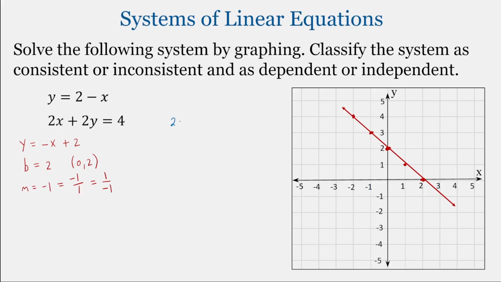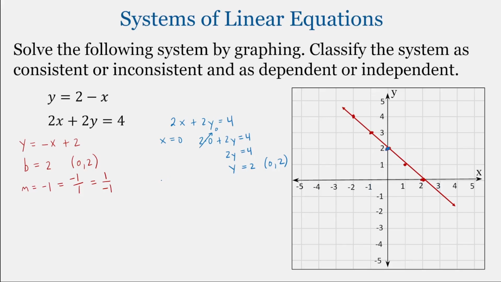So if we have this equation, 2x plus 2y equal to 4, if I set x equal to 0, we get 2 times 0 plus 2y equal to 4. So this first term goes away because 2 times 0 is 0. Now we have 2y equal to 4. And then dividing both sides by 2, we get y equal to 2. So we have the point (0, 2). That is our y-intercept. It looks like a point that these two equations have in common.